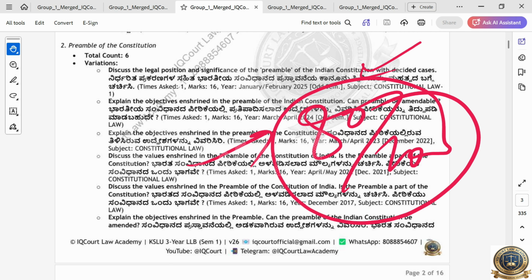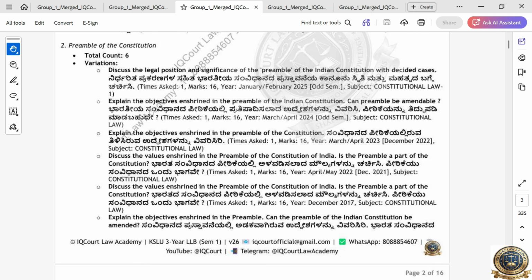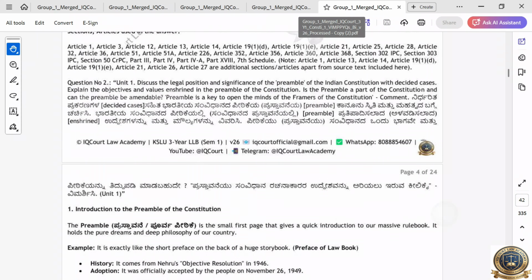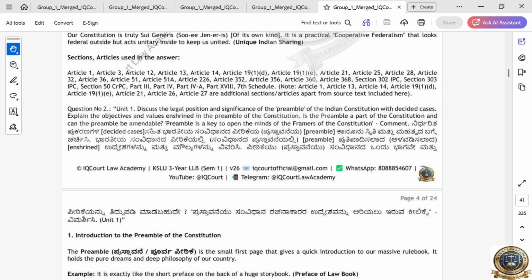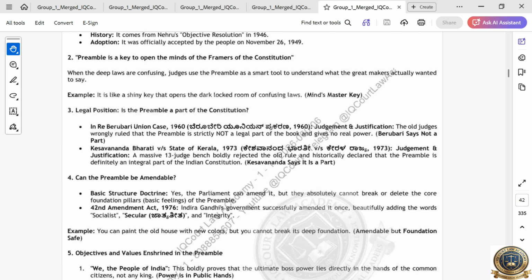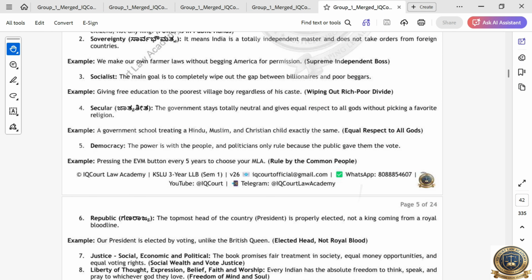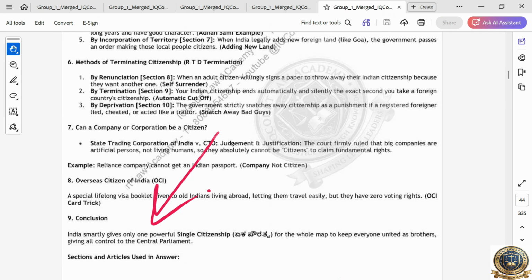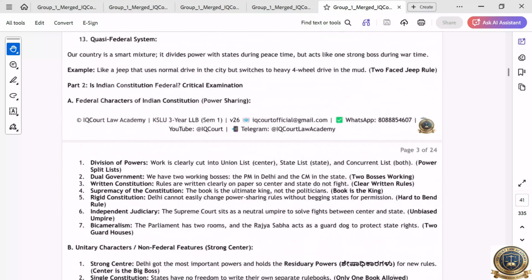For those students, we suggest our study materials to see what are the things you need to write. The way we have framed the questions is like direct exam questions. What do you need to write in the exam? From introduction to preamble, case laws, everything is there. We have written everything. Examples are there for you to understand each and everything. From the introduction till the conclusion, we wrote everything, including the sections, articles, and case laws. Everything is there. We have explained it in just one page. That is the beauty of IQCourt Law Academy.